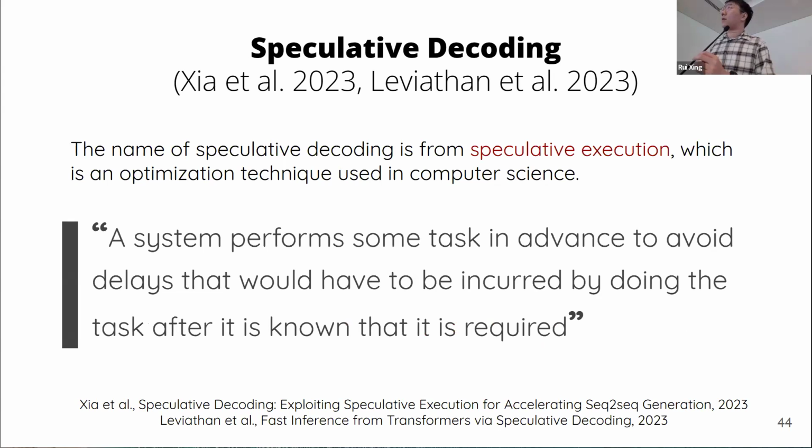So you will be curious, what is speculative decoding? Where does the name come from? The name comes from speculative execution, which is an optimization technique used in computer science. It means a system performs some tasks in advance to avoid delays that would have to be incurred by doing the task after it is known that it is required. So usually we say speculative decoding, and the term is accepted by the community now.